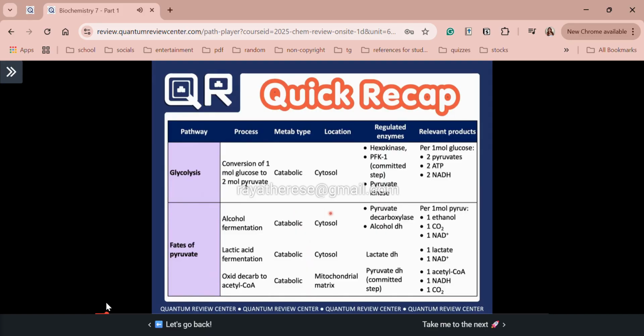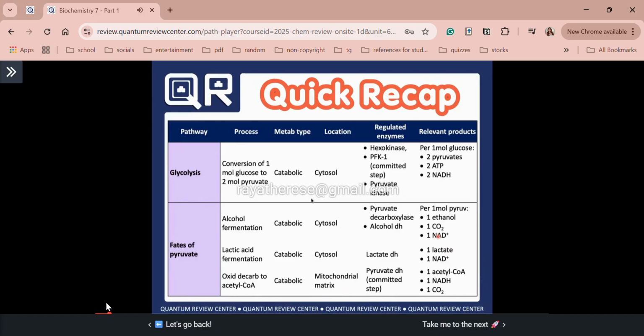Class, let's check their locations. Fermentation processes occur in the cytosol, while pyruvate conversion to acetyl-CoA is inside the mitochondria. Sir, where specifically? In the mitochondrial matrix. Class, here I will not discuss the key enzymes further, but I would like to highlight that pyruvate dehydrogenase is the committed step to the citric acid cycle. For the products, we have 1 mole of pyruvate in all of our fates of pyruvate discussion.